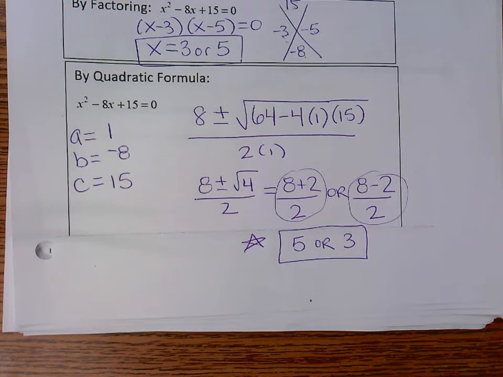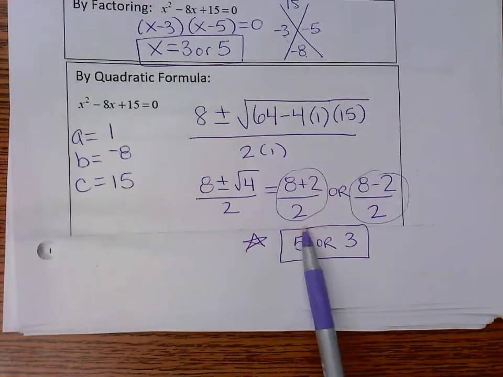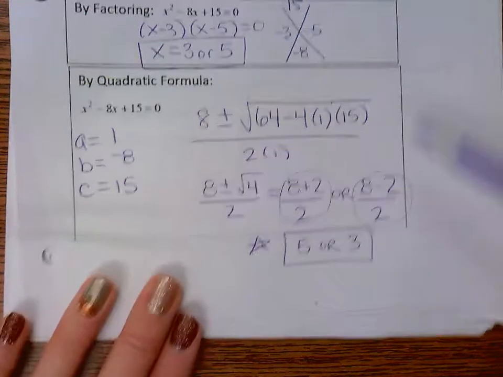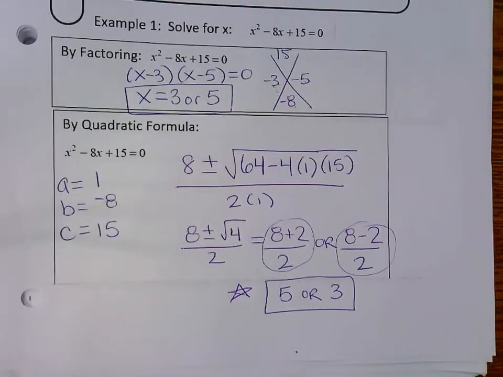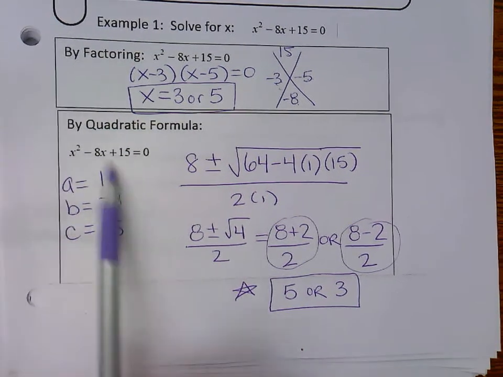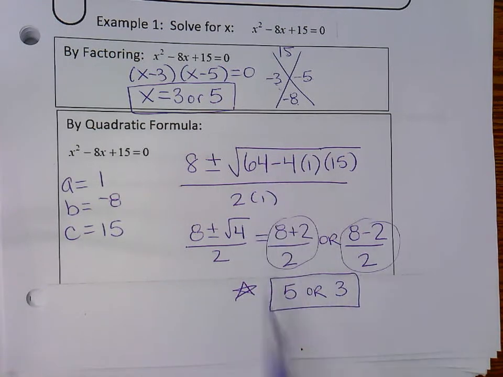To me, this was a lot more work, and there's a lot more room for error, but I did get 5 or 3. So the quadratic formula will get you the correct answer if you can't factor. I think we've been spending a lot of time on what A, B, and C are, and we talked about reducing radicals, so it's good that you're getting stronger with your evaluating skills.